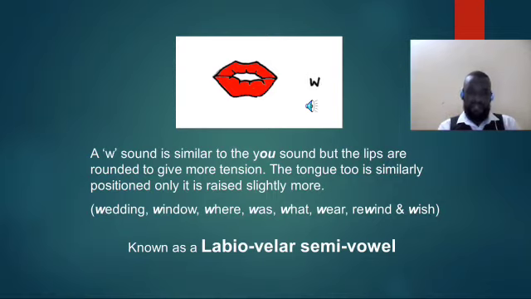We call this sound labial velar semi-vowel. We name any one of these sounds according to the manner or place of articulation. So, labial velar semi-vowel, according to the place of articulation. This is about the wa sound.